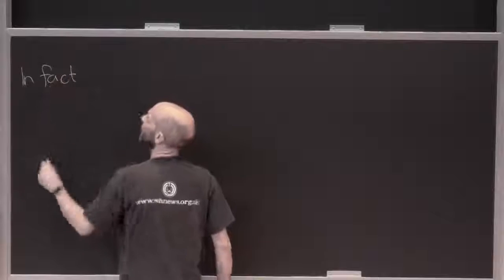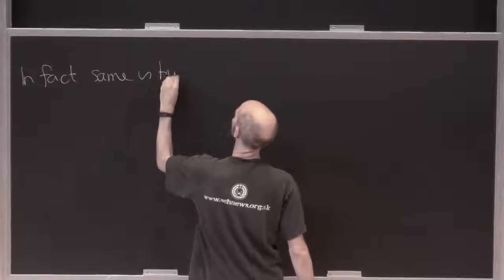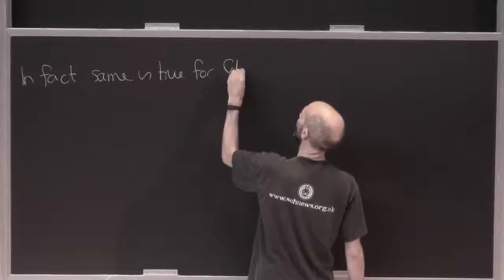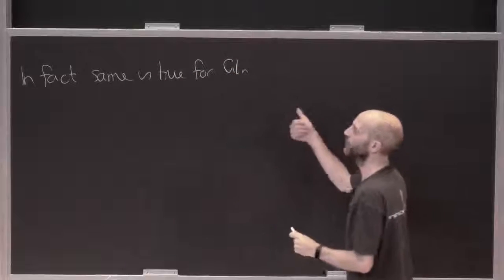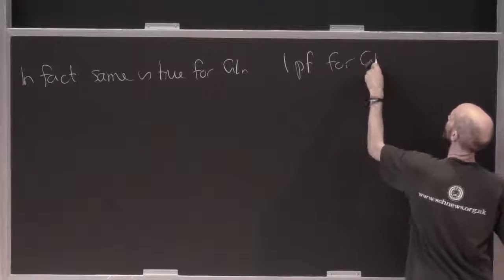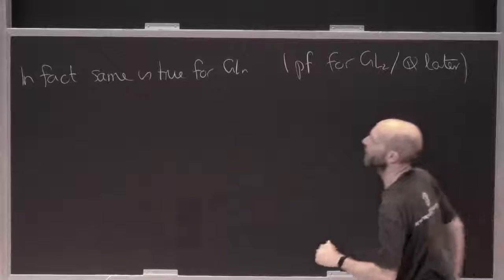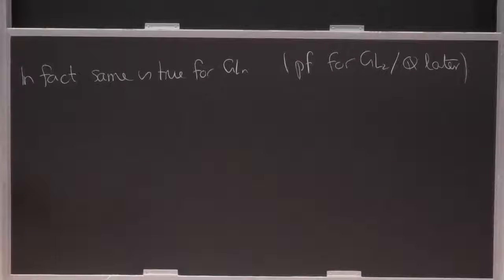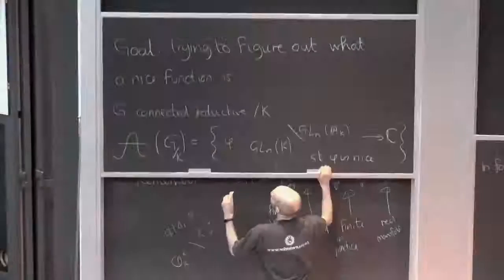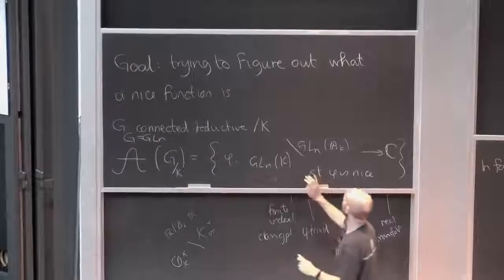In fact, the same story is true for GLN. I owe you a proof of this for GL2, so proof for GL2 over Q later. But while we're here, what I just want to convince you is that this. I'm lying. I'm going to have to write G as GLN. Sorry, that should say G of AK.